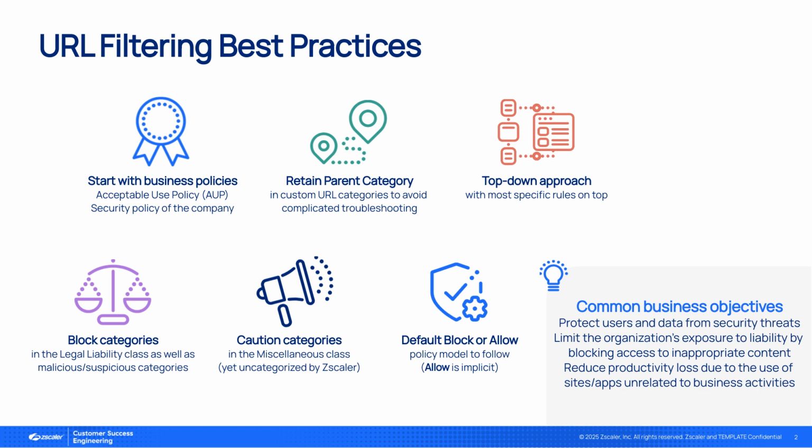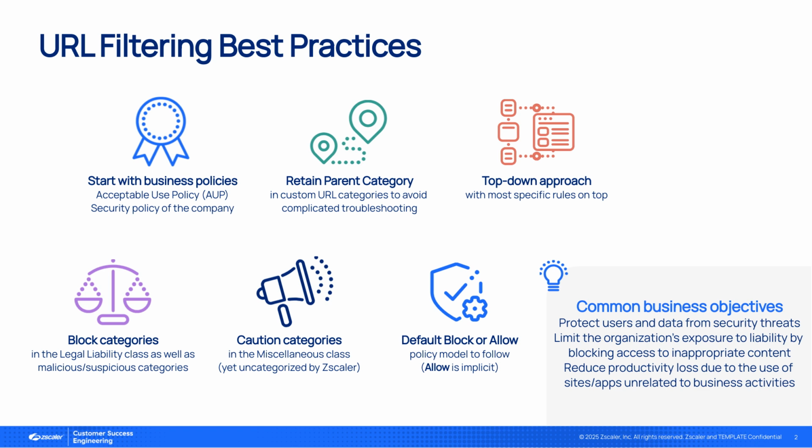To this end, Zscaler recommends you begin building URL filtering policy by starting from your corporate acceptable use policy. Next, it's recommended that you use the Retain Parent Category option when creating custom URL categories, as this will ensure URLs can be evaluated against their original category as well as any custom categories they are part of. This will make understanding your URL filtering policy and troubleshooting unwanted behaviors easier.